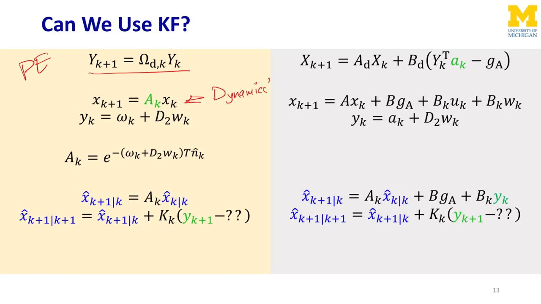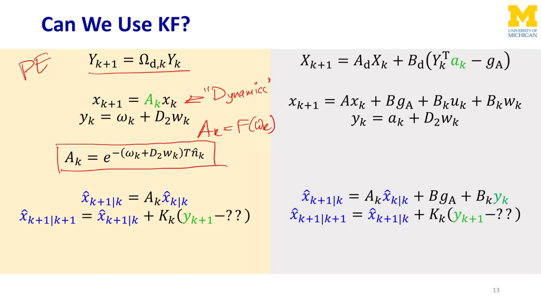And again, I'm going to put this in quotes. This is not really a dynamics. This is just a kinematic model. And we have the measurements of the angular velocities. So A_k is some function of omega_k. And you see in the previous slides what that function is. Oh, I'm sorry, I have it right here. So A_k is given by this expression. This is a nonlinear function.